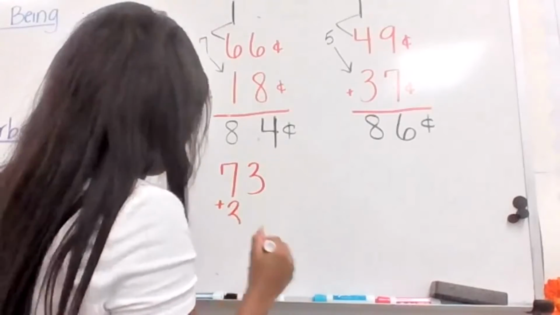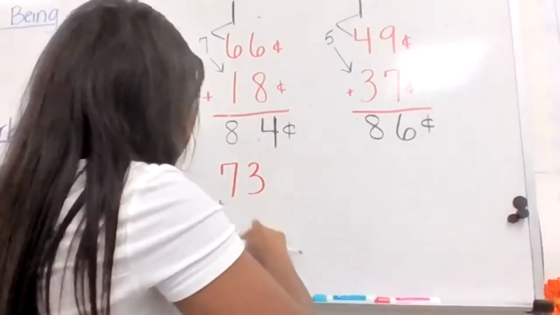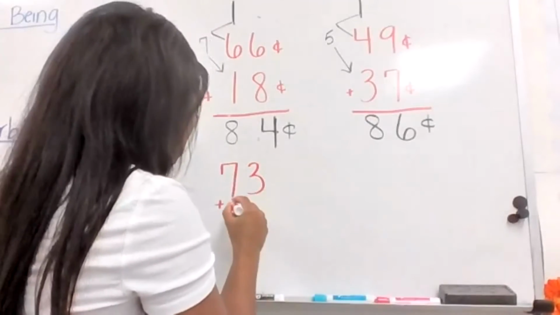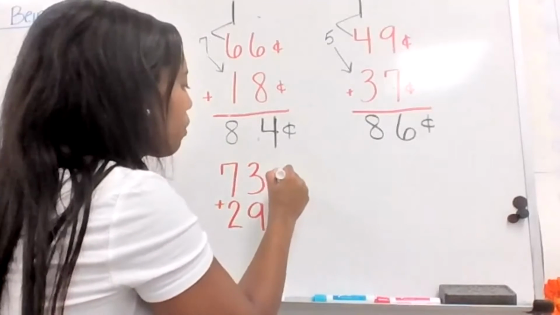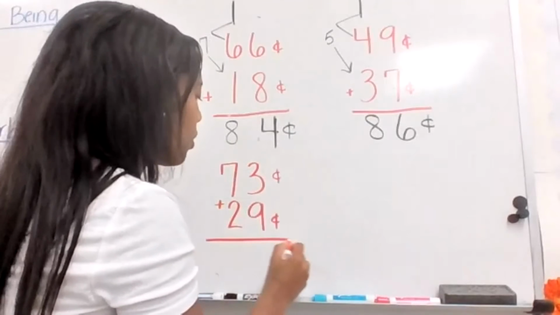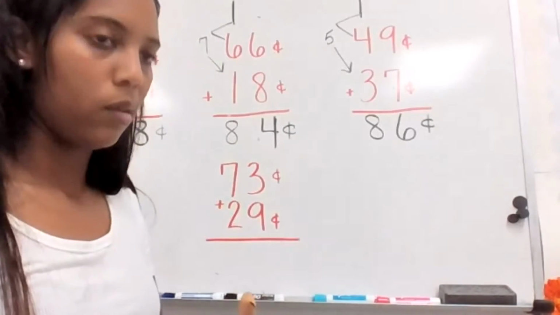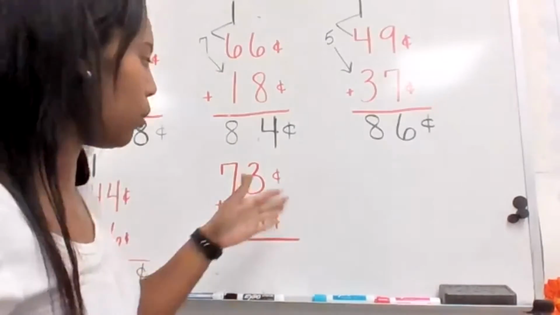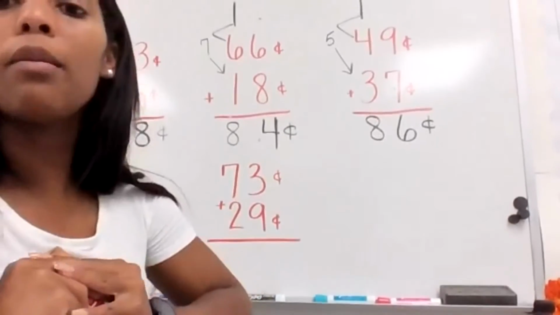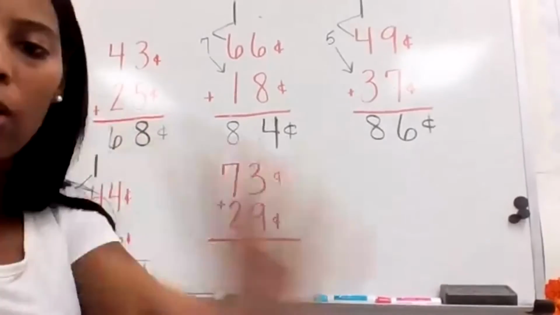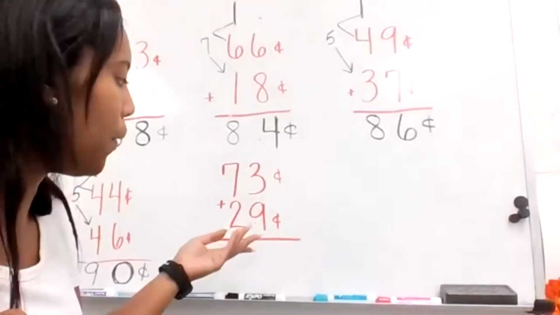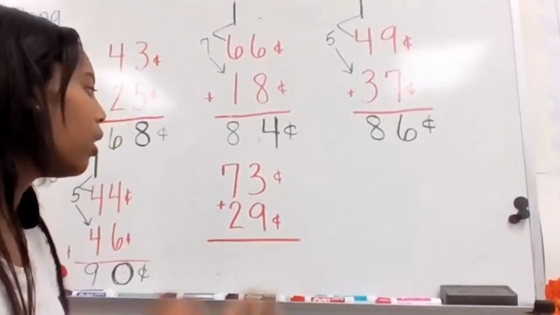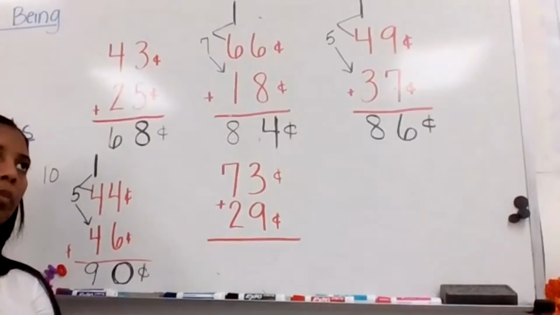Did we put that 7 on the dime side? Plus 29. It doesn't matter. Just use the box. Just put one fact in the box. I know it says dimes, pennies. Don't focus on that. I just need you to put the fact in one of the boxes. We need space. So 73 cents plus 29 cents. Go ahead and add this one.